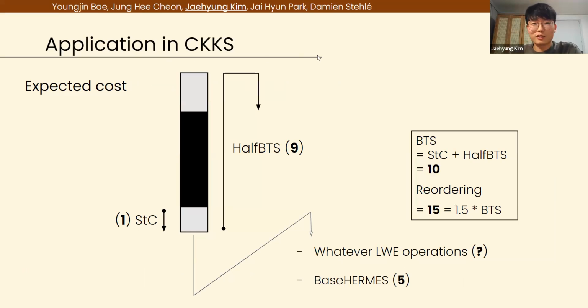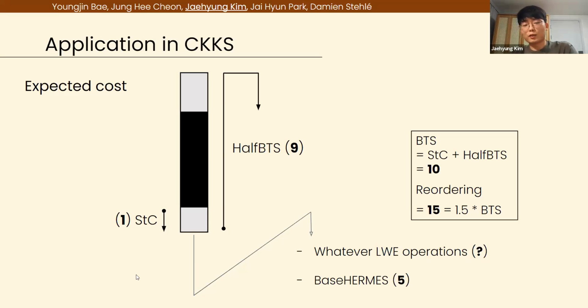I also want to talk a little bit about an example application in CKKS from a developer's perspective. So I want to introduce the expected cost. A typical application of Hermes would be to use it as follows. We first start with a CKKS ciphertext at level refresh. We first compute slot to coeff to get a coeff-encoded ciphertext. And once you get the coeff-encoded ciphertext, you can do whatever LWE operations you want. After that, you will use base ring packing, or use base Hermes, to ring pack, ring switch, and half BTS to get to the desired output.